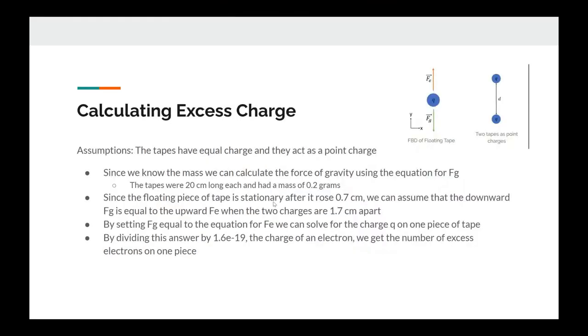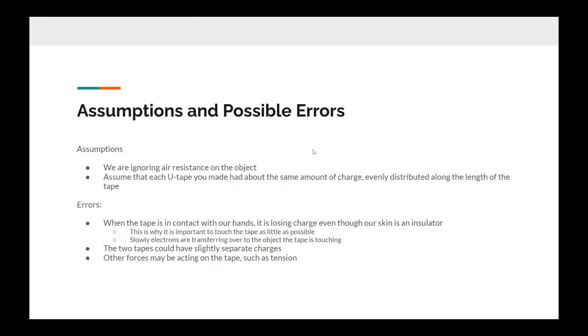Calculating excess charge, we're assuming the tapes have equal charge and they are not a point charge this time, but act as an evenly distributed line of charge. Since we know the mass, we can calculate the force of gravity using the equation Fg. Since the floating piece of tape is stationary after it rose, we can assume that the downward force is equal to the upward force when the two charges are 1.7 centimeters apart. By setting the two forces equal to each other, we can solve for Q on one piece of tape. We can then divide the answer by the charge of an electron and get the number of excess electrons on one piece. Again, we are assuming that this is floating midair and is stationary.